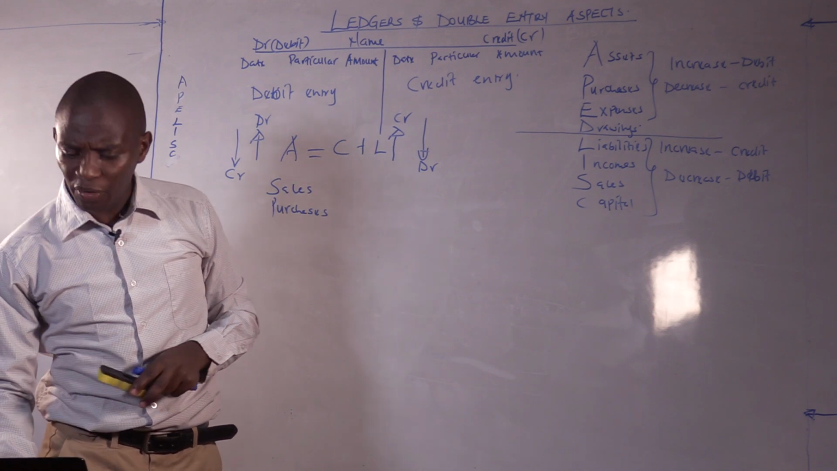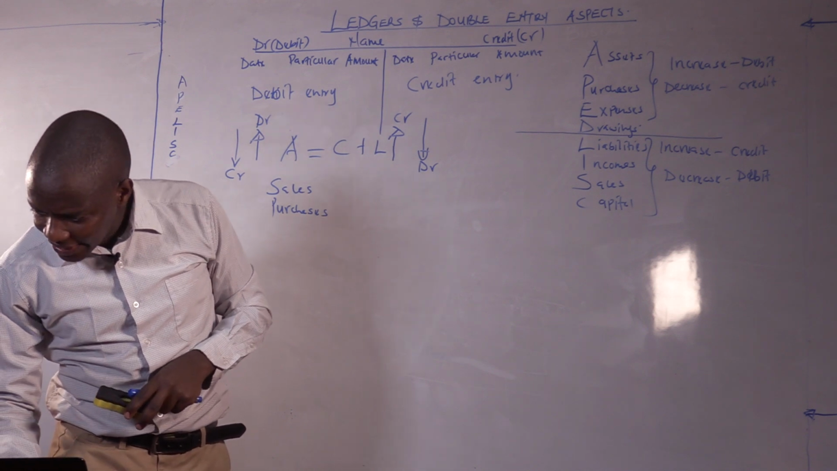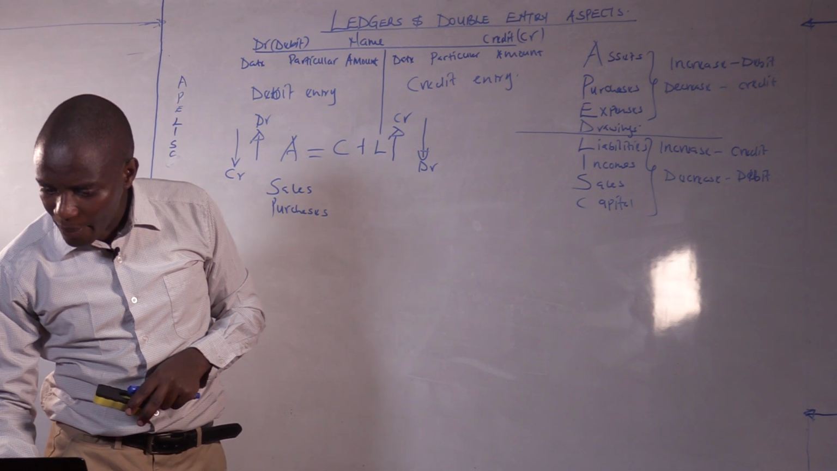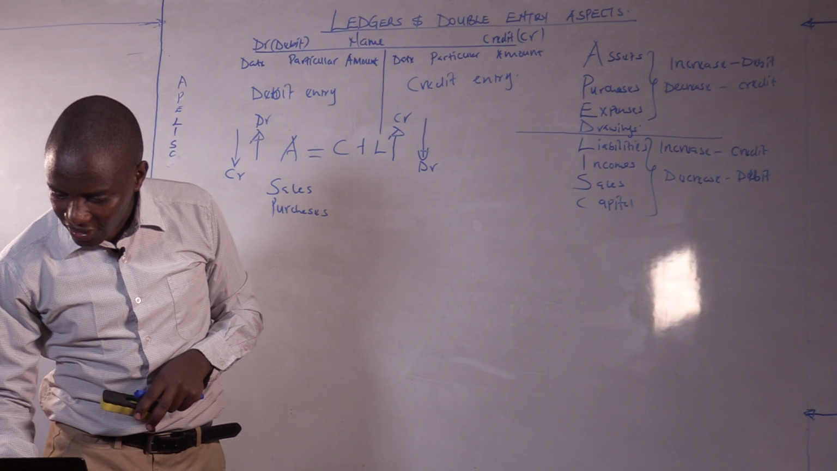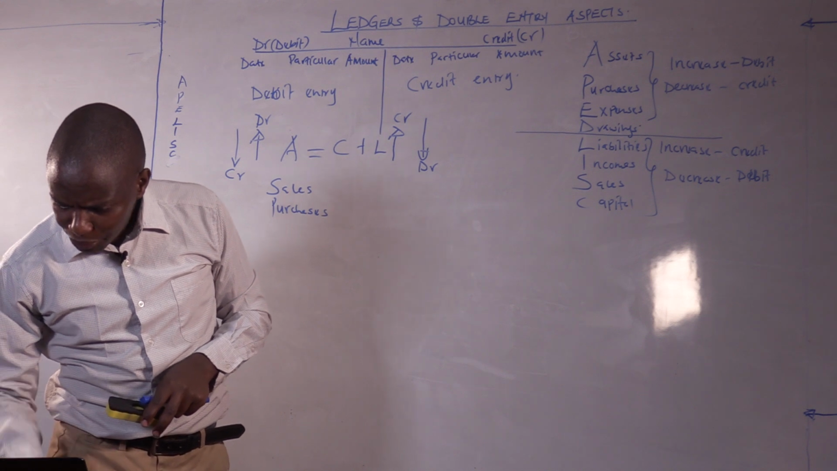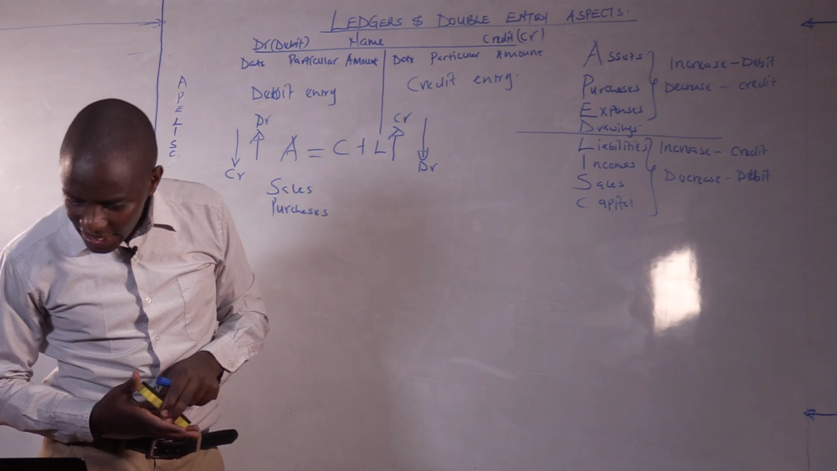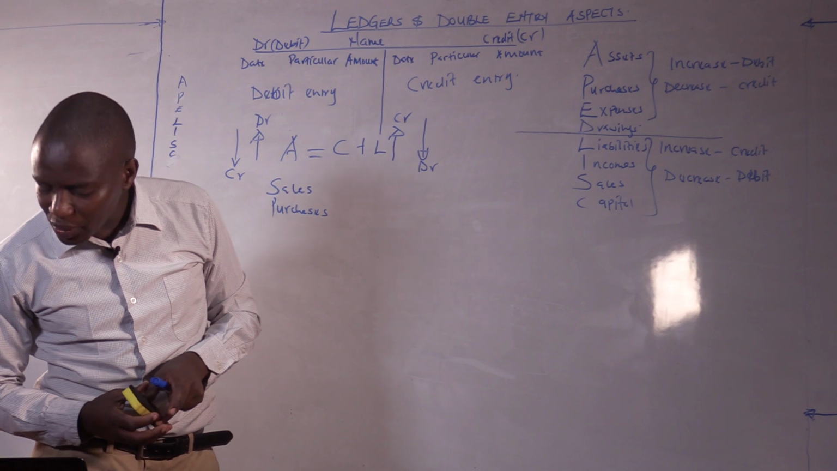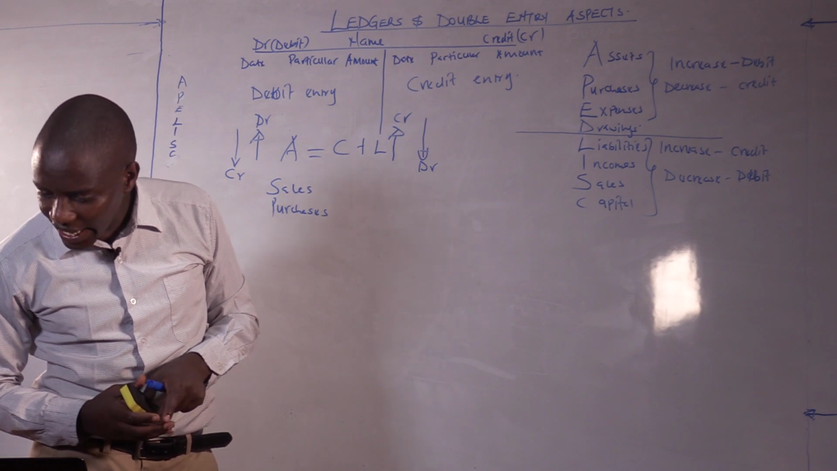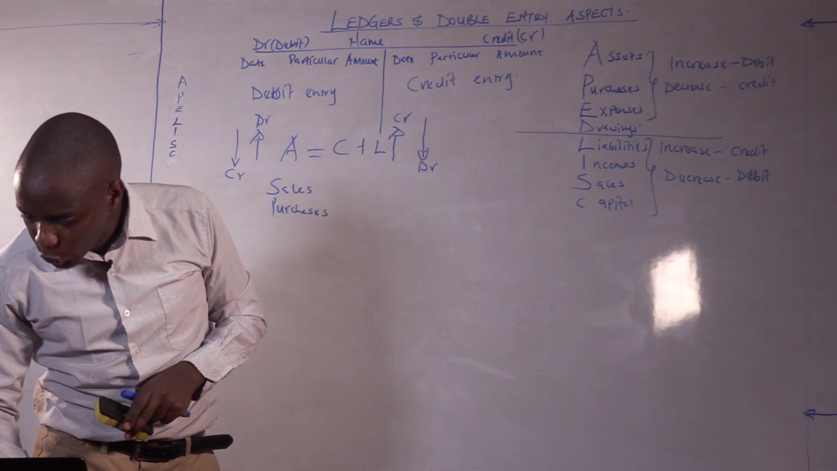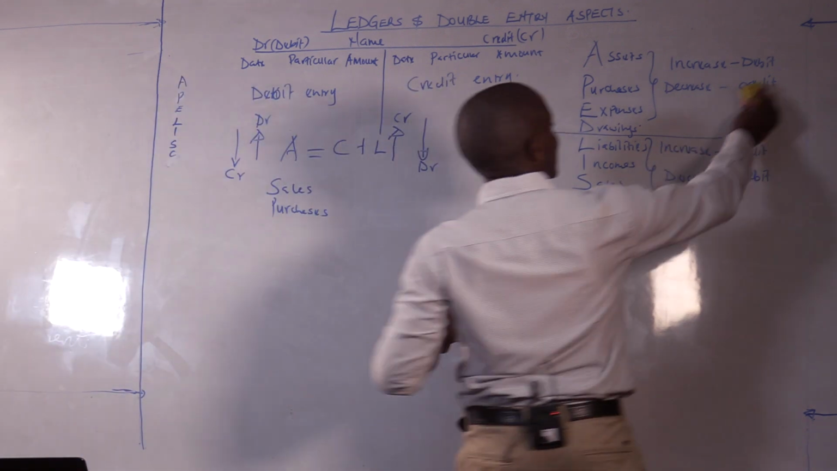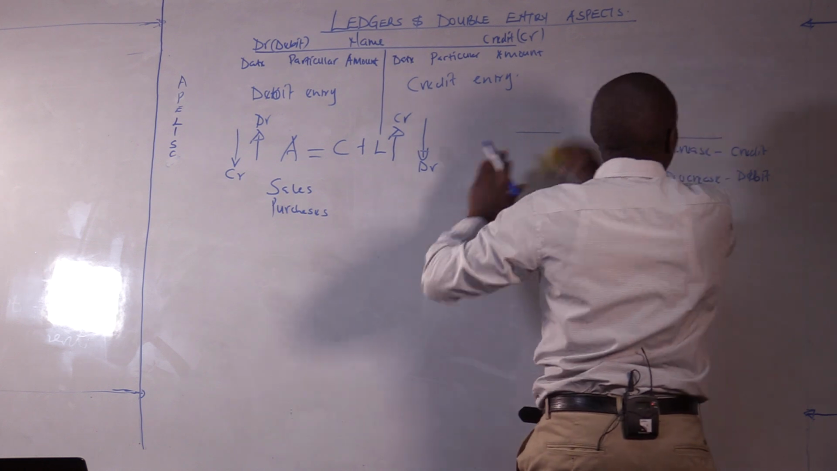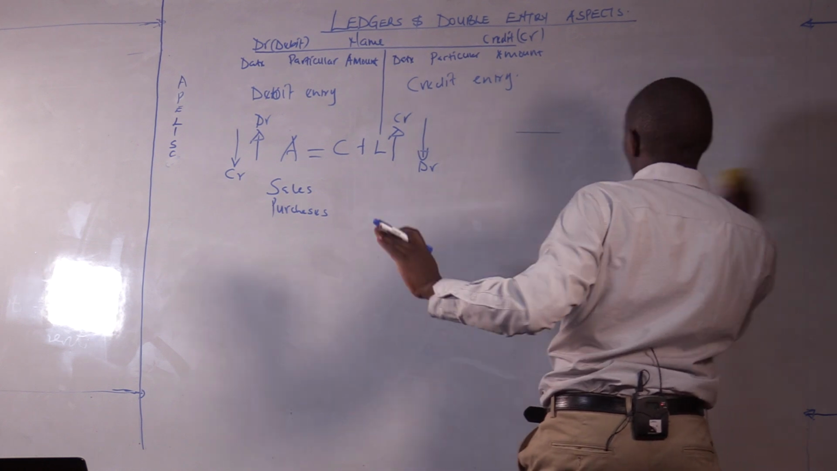In the notes that I've provided you with, there is illustration number 1. We shall go through it very fast. The illustration says to write up the assets, capital, and liability accounts in the books of Kitutu to record the following transactions. Let's record the transactions one by one together.